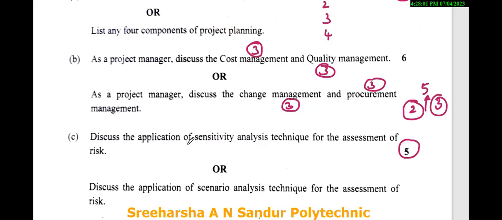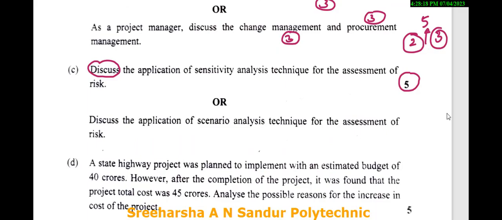Then discuss the applications of sensitivity analysis technique for assessment of risk. So here, what we mean by discuss is you can take it as explain. So this is for 5 marks. So you need to be explaining a single concept, which will be for 5 marks.